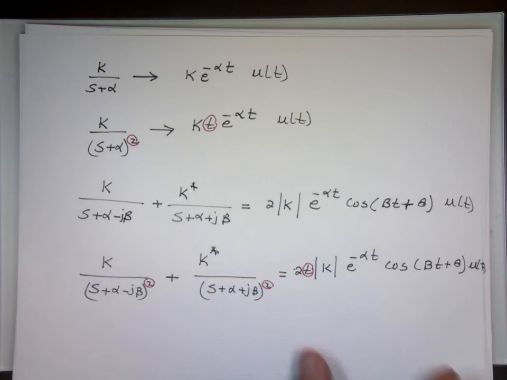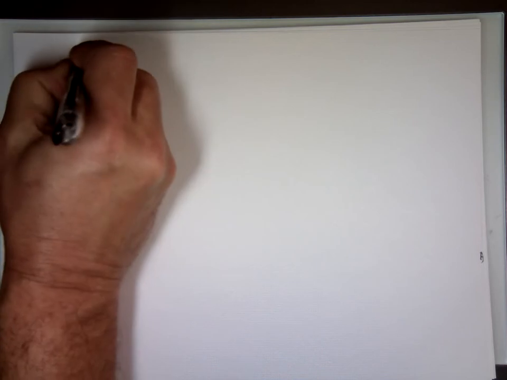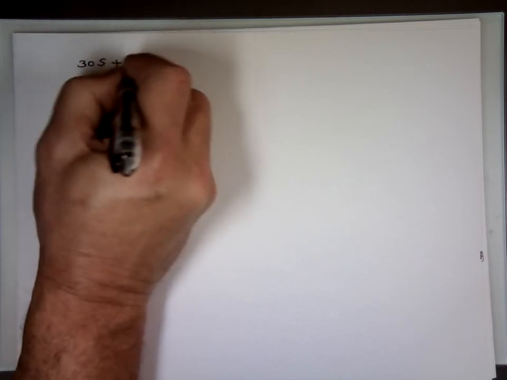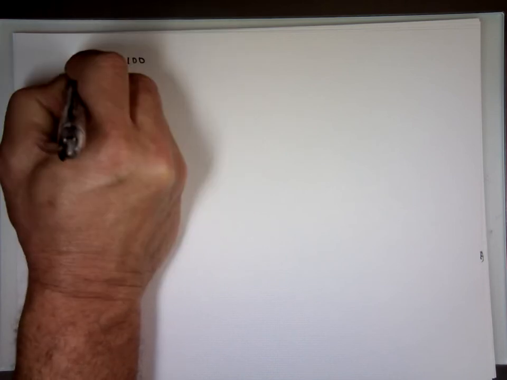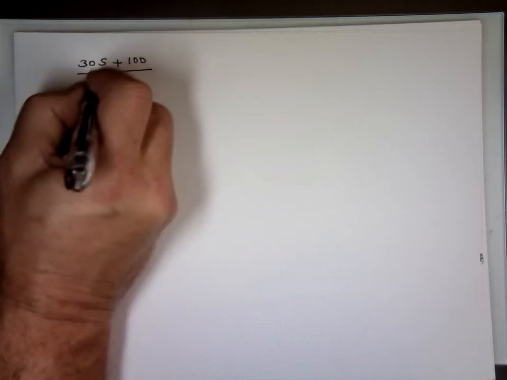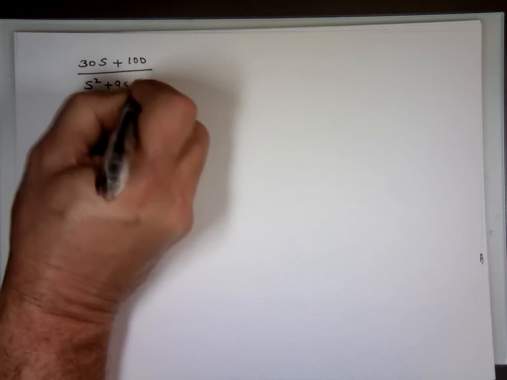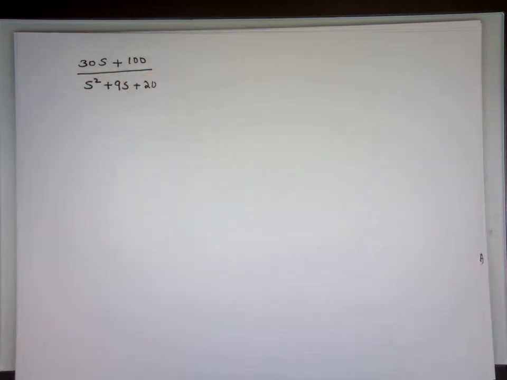I'll do a quick couple of them, and then I'm done with the inverse, and next class we'll start doing some real application. Let's say I just have this problem. I'll make it simple enough. 30s plus 100 over s squared plus 9s plus 20. Once I have the s squared, my mind immediately is going to go in this direction, into this one.